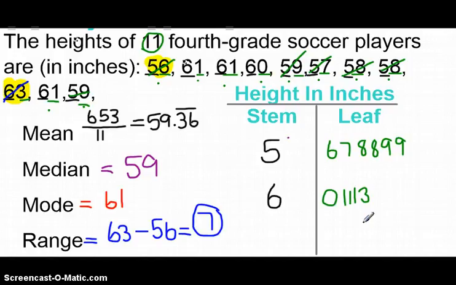So again, you could use stem and leaf to determine the mean, median, mode, and range. This concludes our lesson on stem and leaf plots.